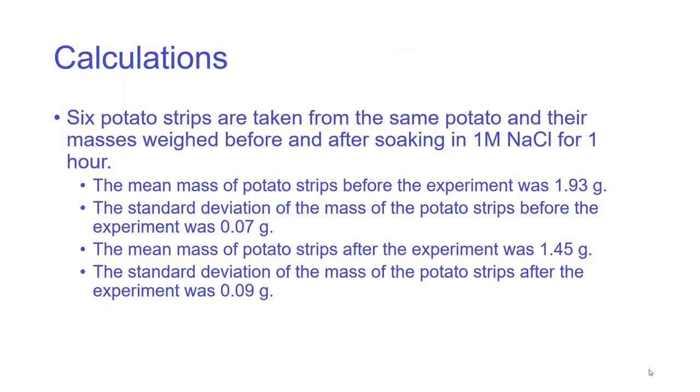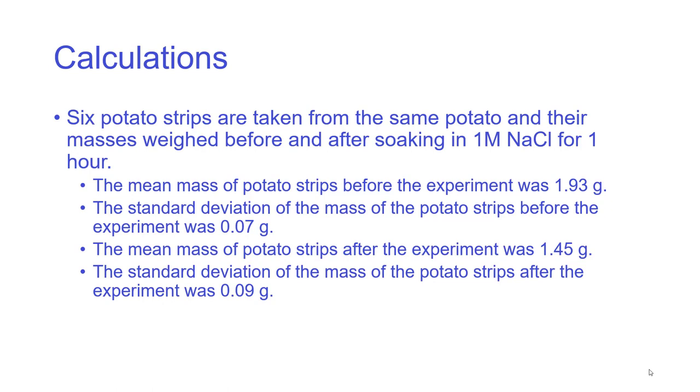So an example here is 6 potato strips taken from the same potato and their masses weighed before and after soaking in 1 molar sodium chloride for 1 hour. This is the typical potato osmosis experiment. You measure the mean mass of the potato strips before the experiment, which was 1.93 grams. The standard deviation of the mass before the experiment was 0.07.